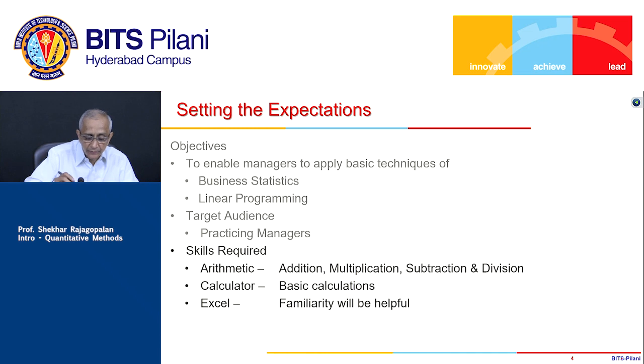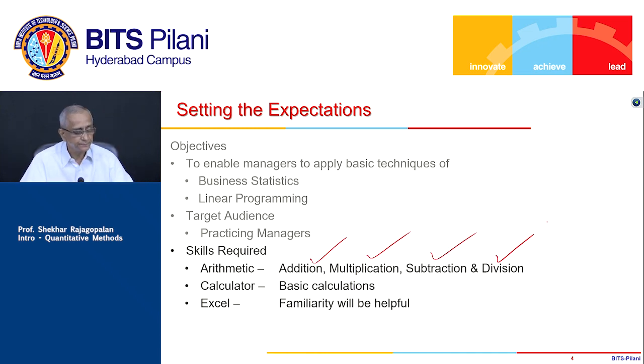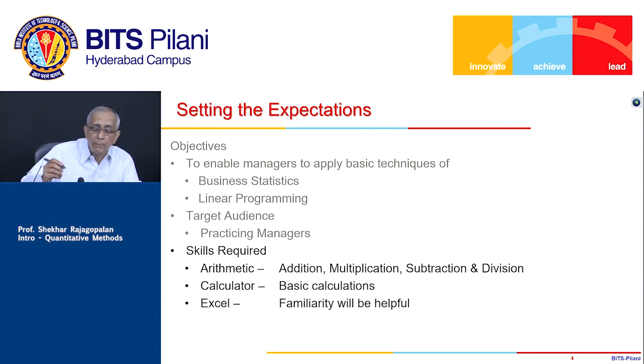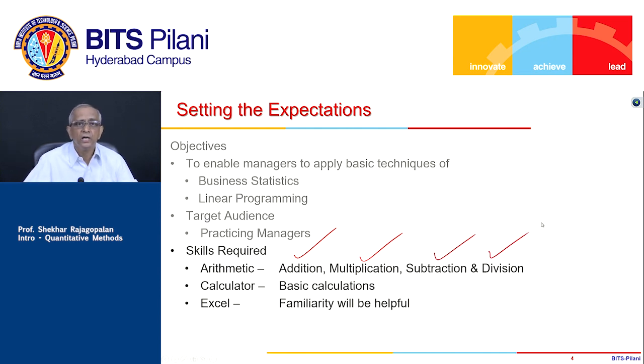Basic arithmetic, which is addition, multiplication, subtraction, and division. Firstly, you need to know mathematics from primary school, which comprises addition, multiplication, subtraction, and division. You also need to know how to use a calculator. For example, you might come across situations where you would need to know the square root of, let's say, 4.2, for which a calculator is necessary.